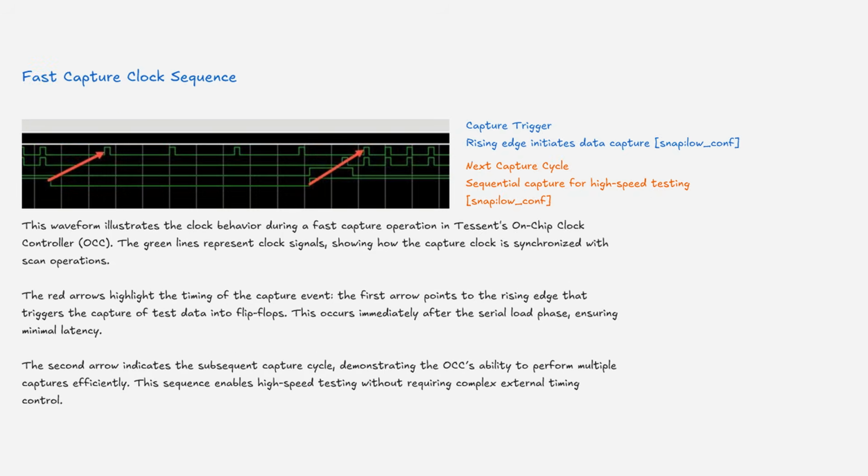This waveform illustrates the clock behavior during a fast capture operation in Tessent's on-chip clock controller, on-chip clock. The green lines represent clock signals, showing how the capture clock is synchronized with scan operations. The red arrows highlight the timing of the capture event. The first arrow points to the rising edge that triggers the capture of test data into flip-flops. This occurs immediately after the serial load phase, ensuring minimal latency. The second arrow indicates the subsequent capture cycle, demonstrating the on-chip clock's ability to perform multiple captures efficiently. This sequence enables high-speed testing without requiring complex external timing control.